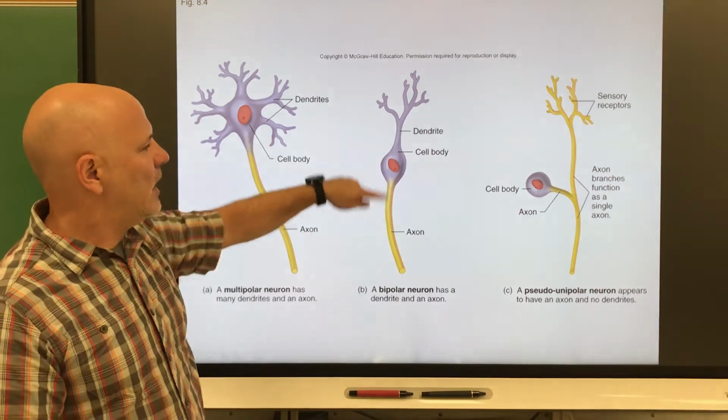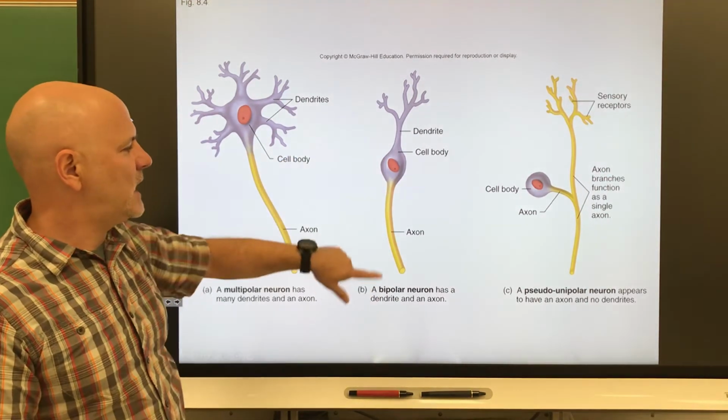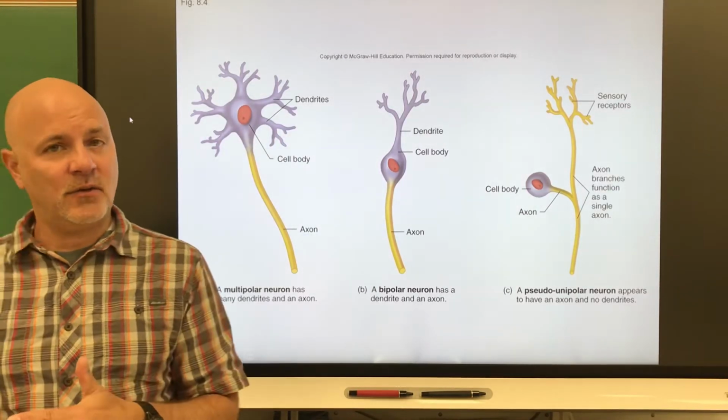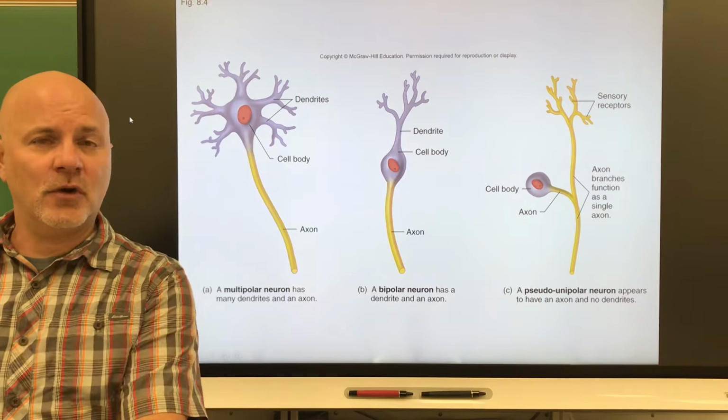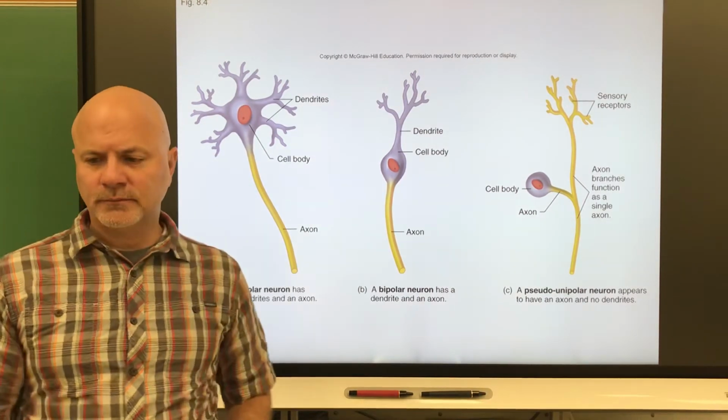Next is a bipolar neuron. So a bipolar neuron has two appendages off of it. One of those is a dendrite, the other is an axon. And these are found in some special sense organs. So in the retina of our eye, olfactory neurons that I talked about before are also bipolar.